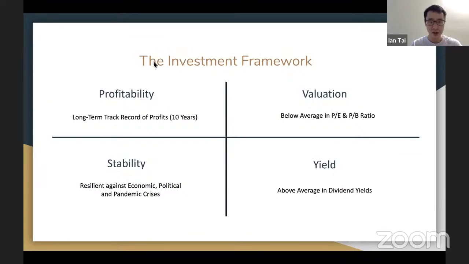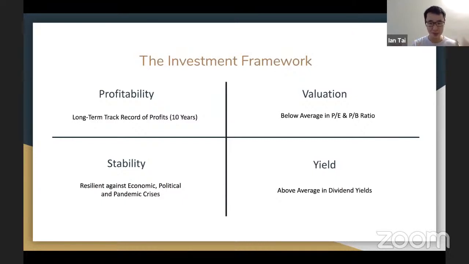On the left-hand side, we have profitability and stability. Profitability, what I would like to do is to assess, I'd like to see a stock where it has delivered a long-term track record of profits. This is very important to me. And usually the duration that I will use is 10 years because it's a test of stability. It's also a test of resilience. So the first one is profitability. The second one is stability.